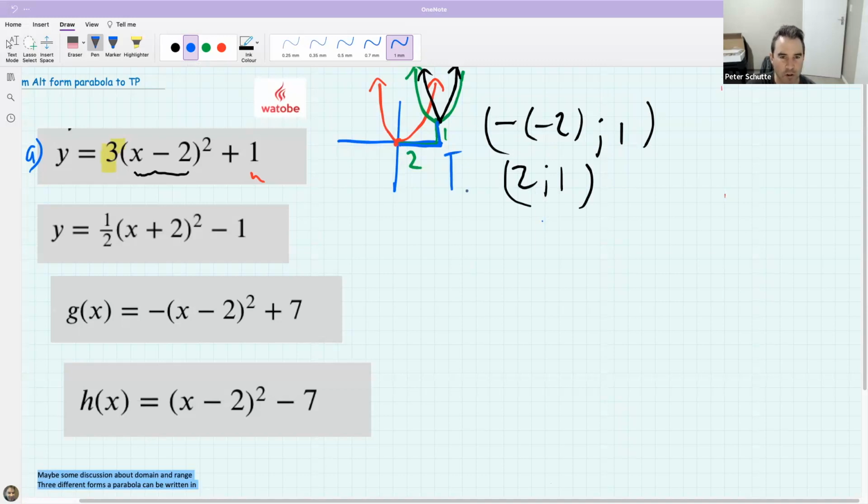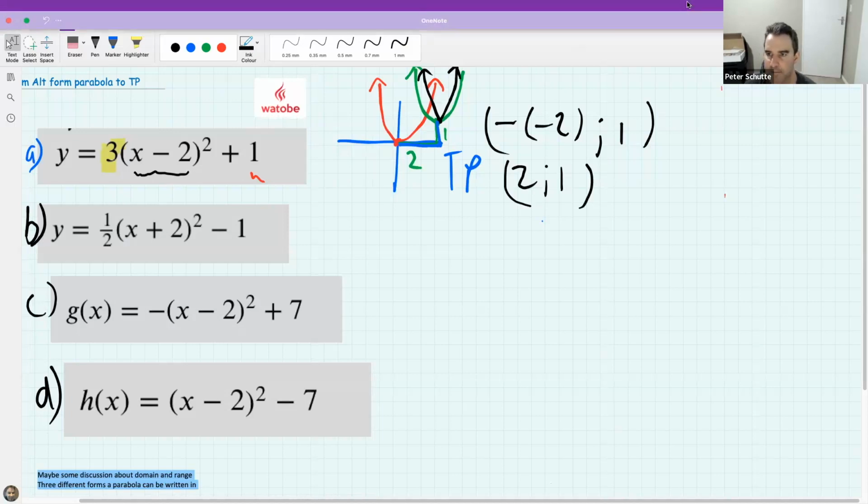But that's super useful and super quick for finding the turning point, instead of having to make it into standard form and then going through the whole process. So I want you to find me the turning point for B, C, and D using just these formulas for parabolas. And then you can pop your answer in the chat. What are the turning points for these 4 parabolas?